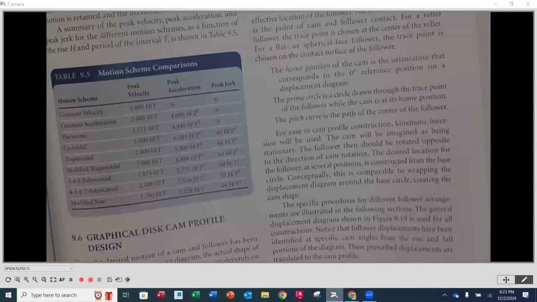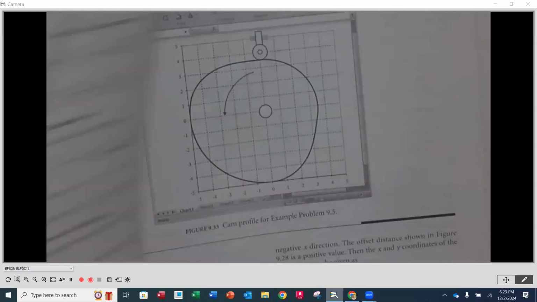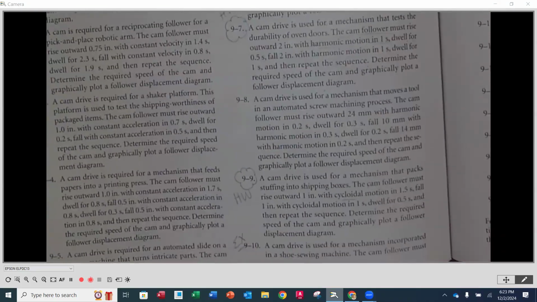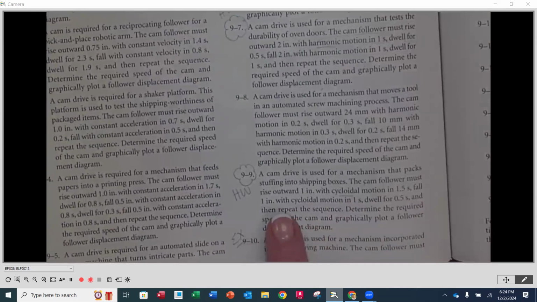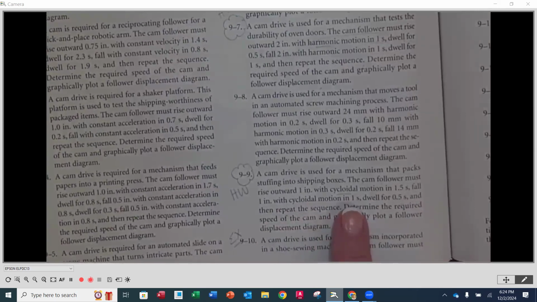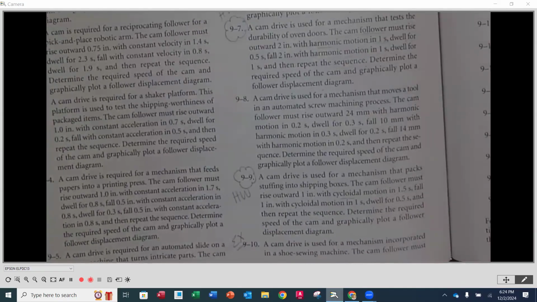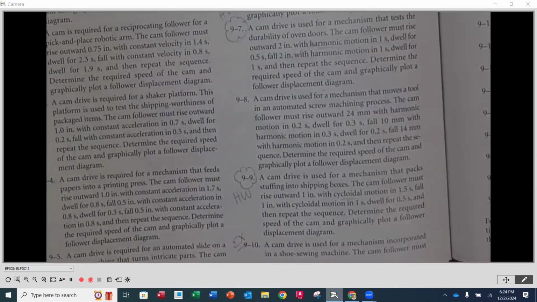Your second displacement diagram is 9-9. Let's look at what that one says. 9-9 is a cam drive that is going to be used for a mechanism that packs stuffing into shipping boxes. The cam follower must rise upward 1 inch with cycloidal motion in 1.5 seconds. And it's going to fall 1 inch with cycloidal motion in 1 second. Dwell for 0.5 seconds and then repeat. So this one has 3 steps, a rise and a fall and a dwell. Determine the required speed of the cam, the W of the cam, and graphically plot the follower displacement diagram.